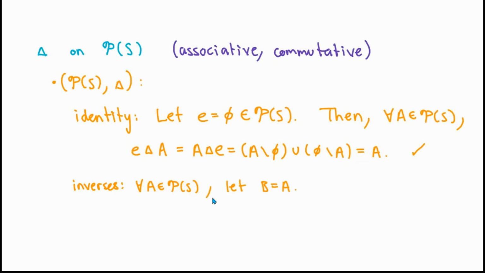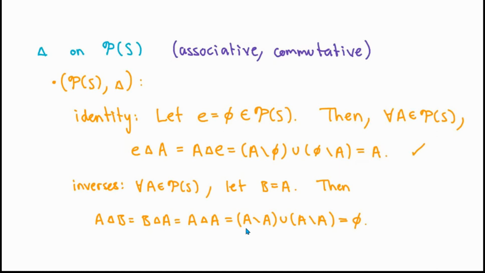But after you do that, you're probably going to realize that if you let B equal A, then the symmetric difference of A and B, which again is the same as the symmetric difference of B and A, is just A minus A union A minus A, which is the empty set union the empty set. Therefore, it's just the empty set. Since the empty set was our identity element, this shows that every element in the power set of S has an inverse, and it allows us to conclude that the power set of S together with the binary operation of symmetric difference is an abelian group.